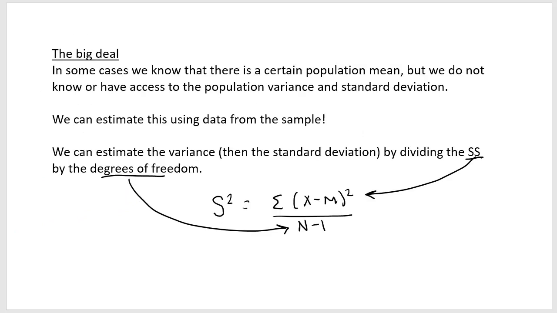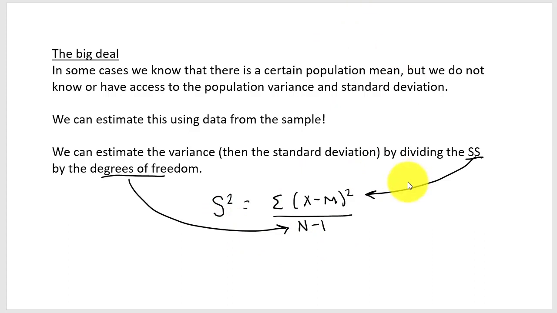Let's take a look at the formula and how we say it. So when we know that there's a certain population mean, but we don't have access to the population variance and standard deviation, we estimate it using data from the sample by saying that the unbiased estimate of the population variance is equal to the sum of the scores in the sample minus the mean squared, or the sum of squares, divided by n minus 1. So divided by the number in the sample minus 1, and that gives us our population variance. That's an estimate of our population variance.